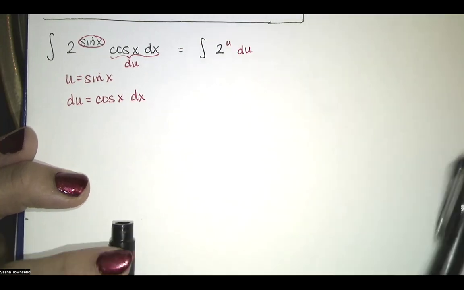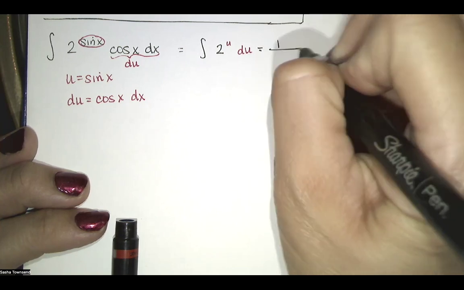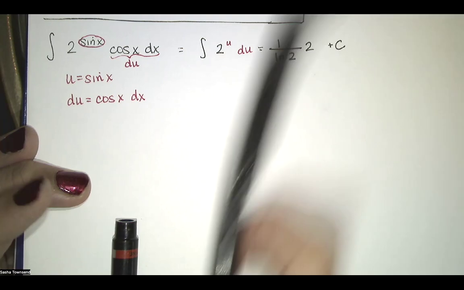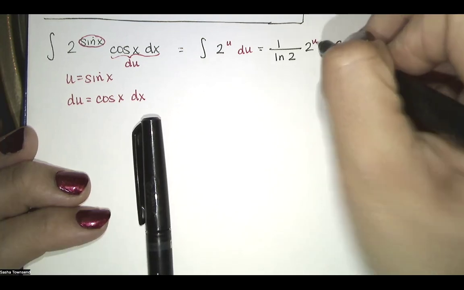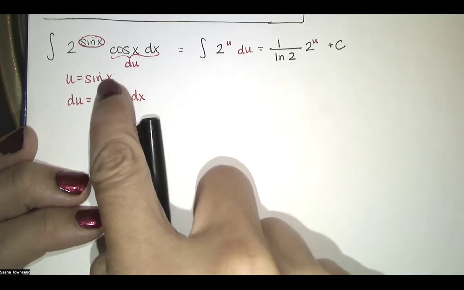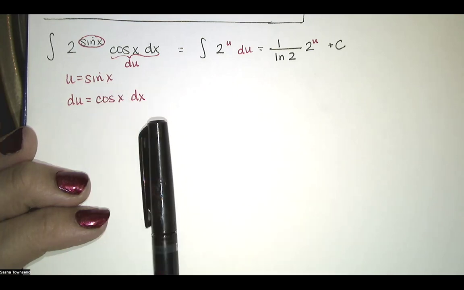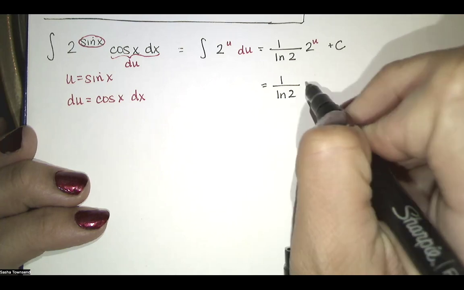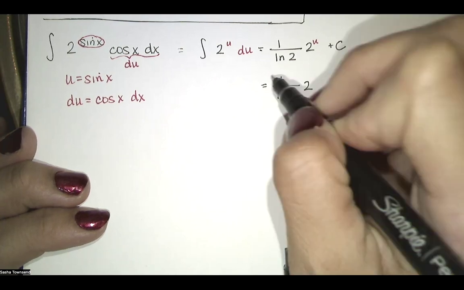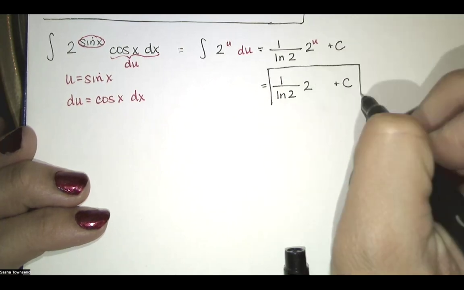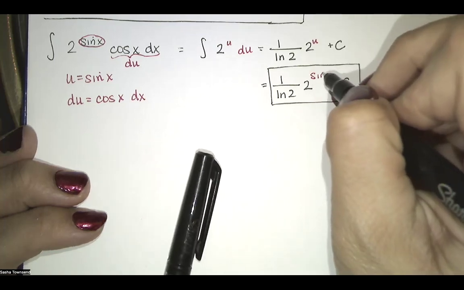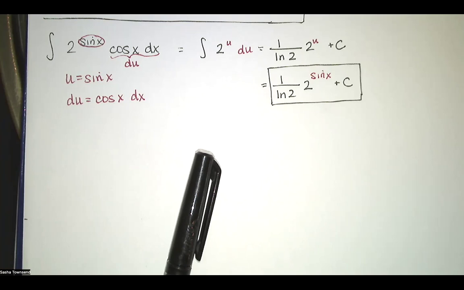And you say, do I have a rule for that? Yes. It's 1 divided by natural log of the base times 2 to the u plus c. And then you just replace u with whatever it was in terms of x, which is sine of x. And that's it. That's our final answer.